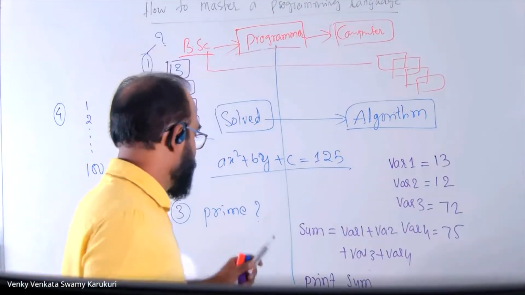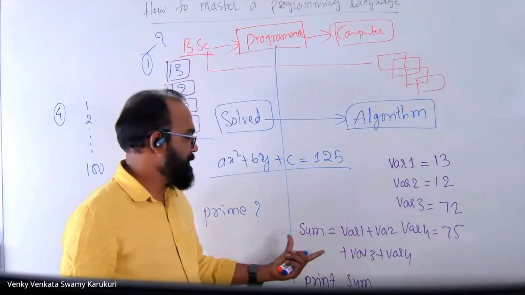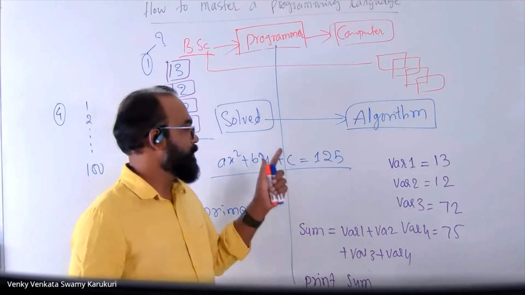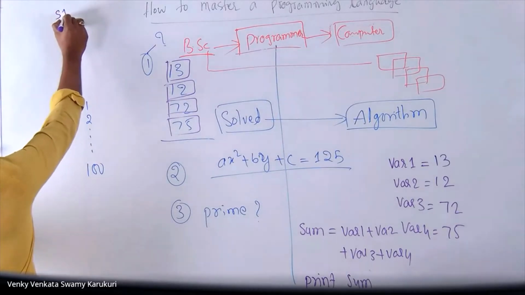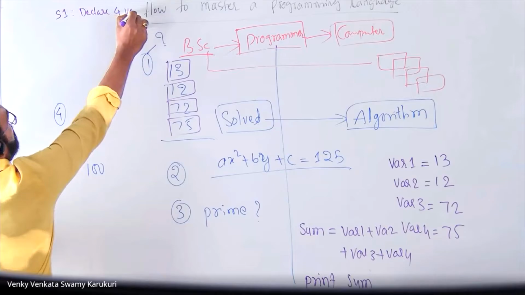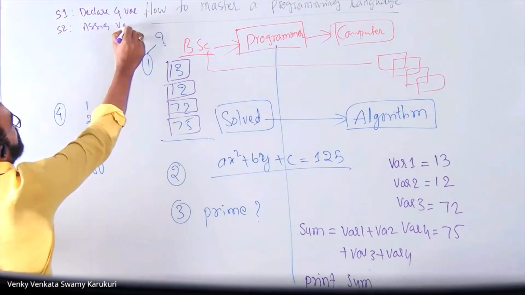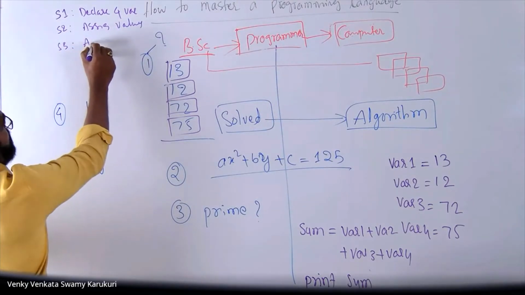So print sum. Now you got the sum. Now you can surely say, you can write it in this way or you can write it in English, saying that, okay, step one, declare 4 variables. Step two, assign values. Step three, add them.